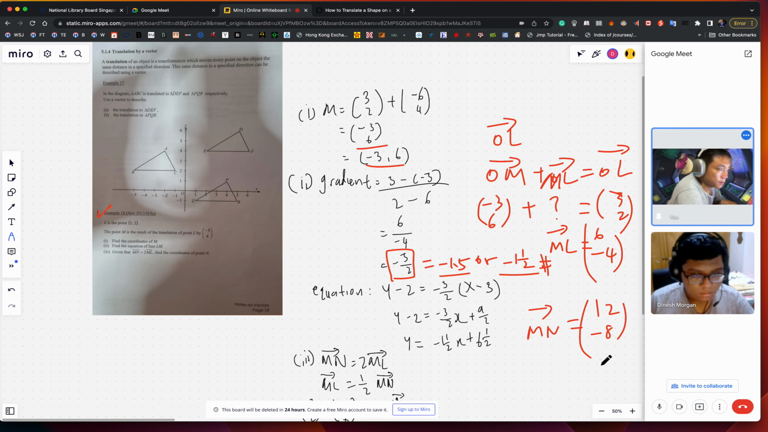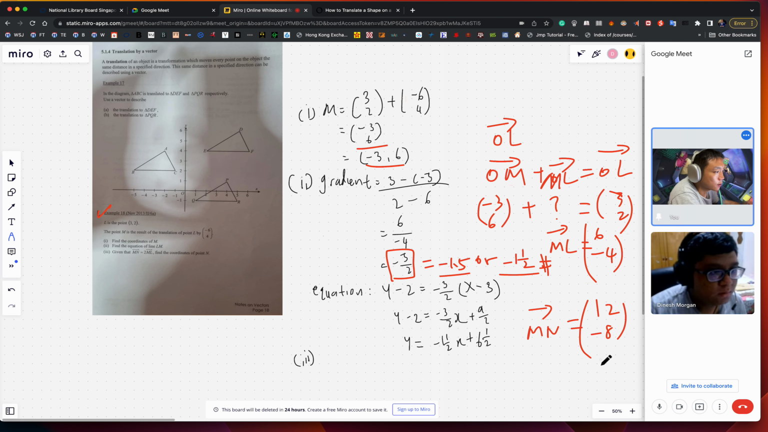Oh, actually, I kind of like this kind of question that can test you on coordinate geometry, vectors, and translation. Very interesting. Okay, good.